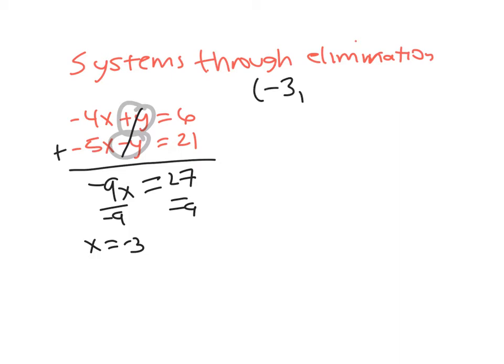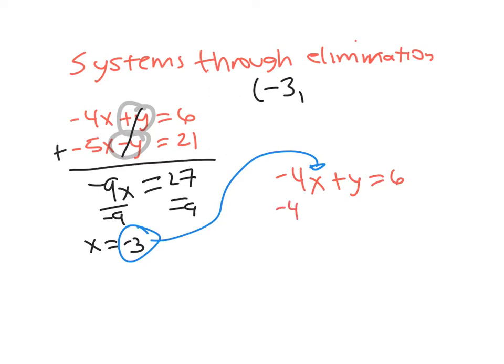And now we're just going to take our x and plug it into either one of the equations. I always just plug it into the first one just because it's easy. So if we have this equation, -4x plus y equals 6, and I'm going to plug this -3 into the x, it's now going to become -4 times -3 plus y equals 6. -4 times -3 is 12 plus y equals 6. Then I'm going to subtract 12 on both sides. So I get y equals -6. So my answer is going to be -3, -6.